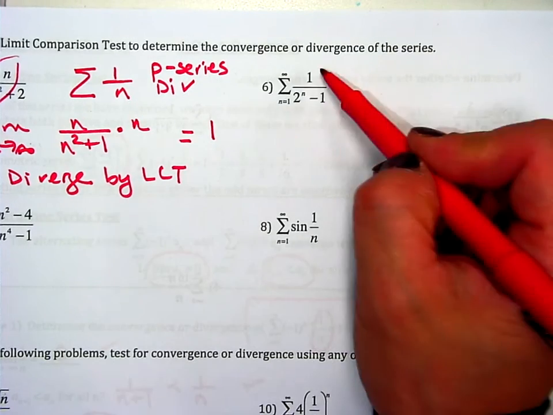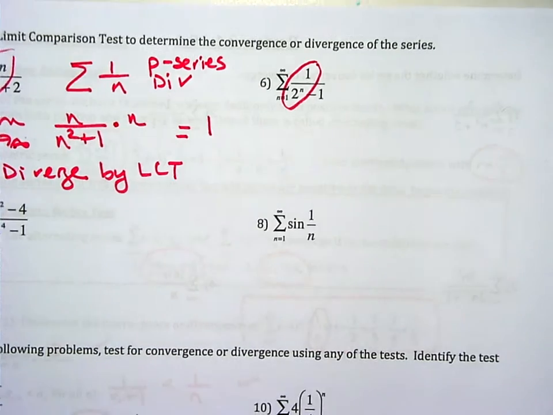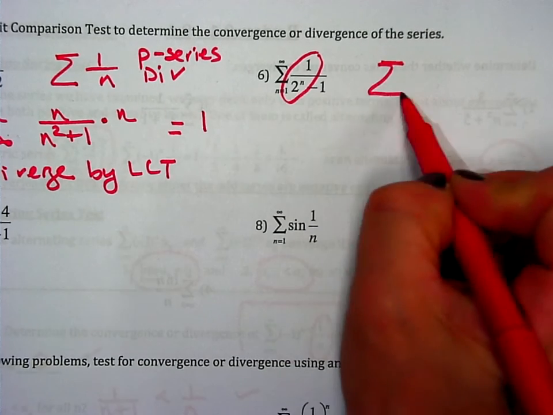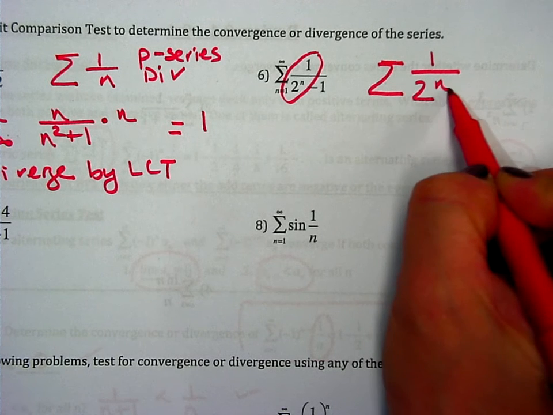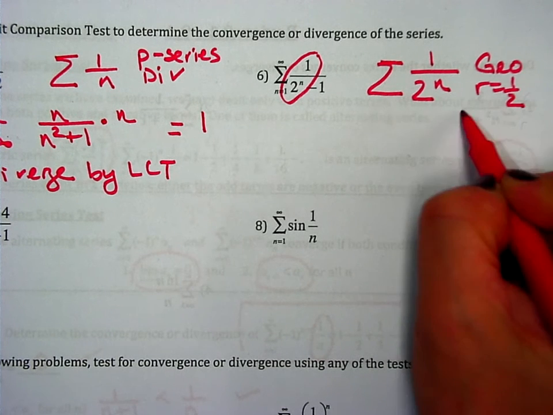Okay, looking at number 6. The only thing on top is 1. The biggest determinant of what's happening to that series on the bottom is 2 to the n. So I am going to be comparing it to 1 over 2 to the n. This is a geometric series. r is 1/2, so I can say it converges.